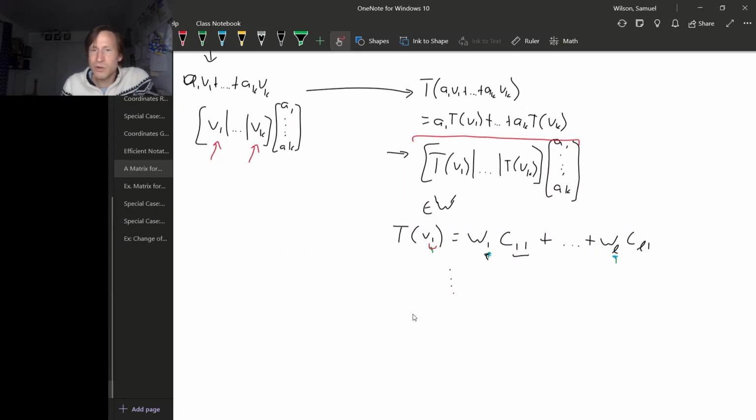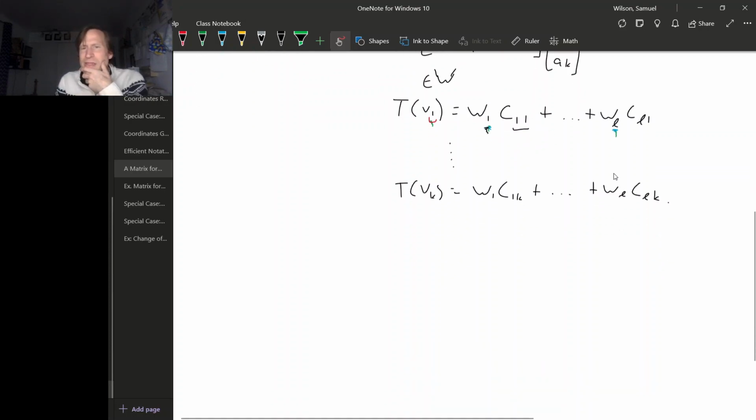Okay, and then there's one equation like this for every T of v, so up to T of vk. That's going to give us W1 C sub, where the first subscript matches the W, so 1, and the second subscript matches the V, so k, plus dot dot dot, up to W L C L k.